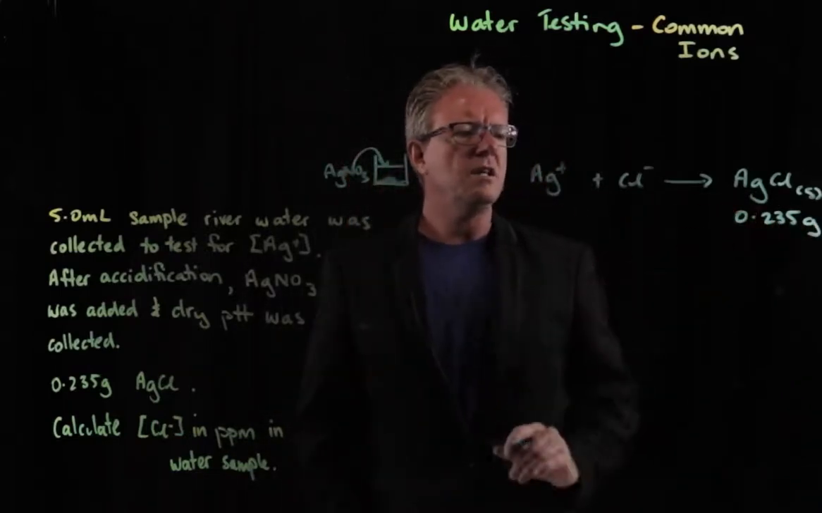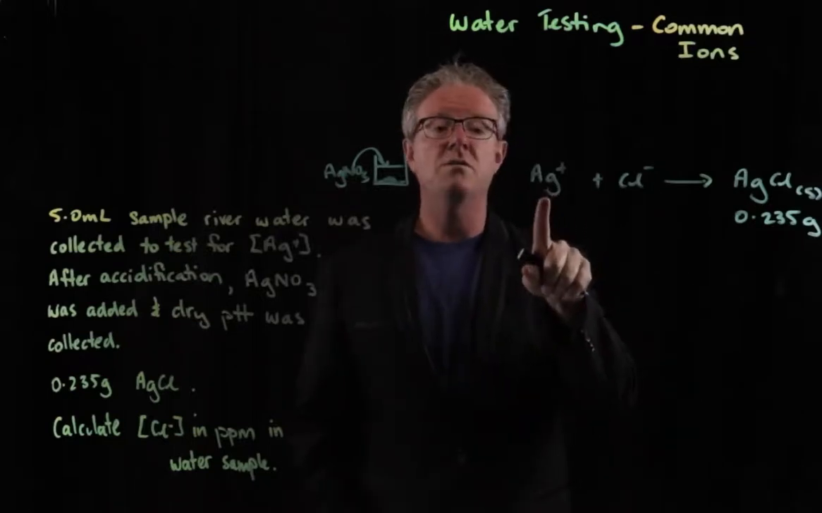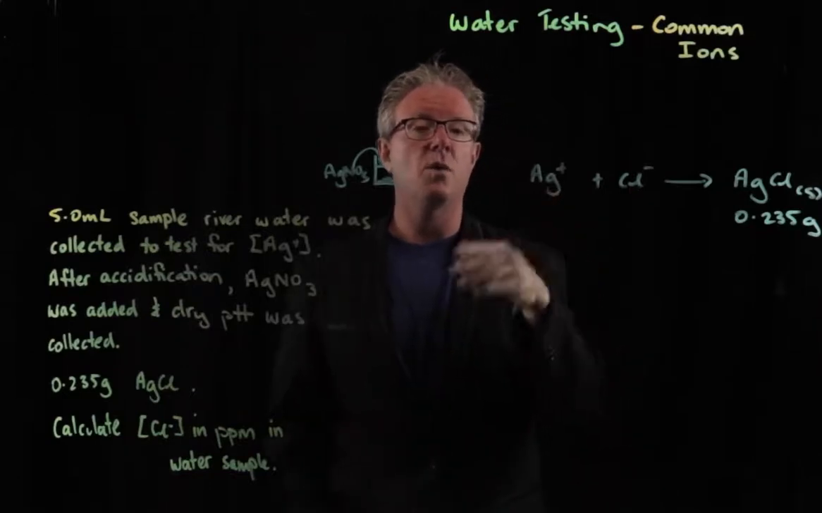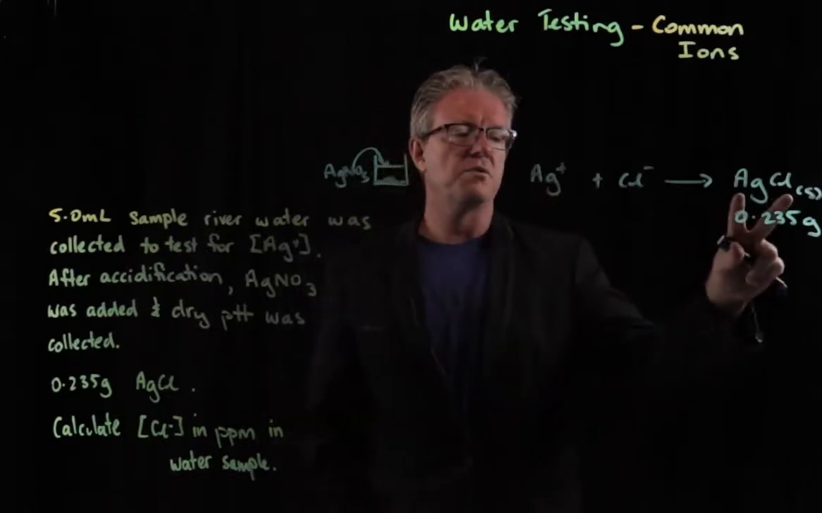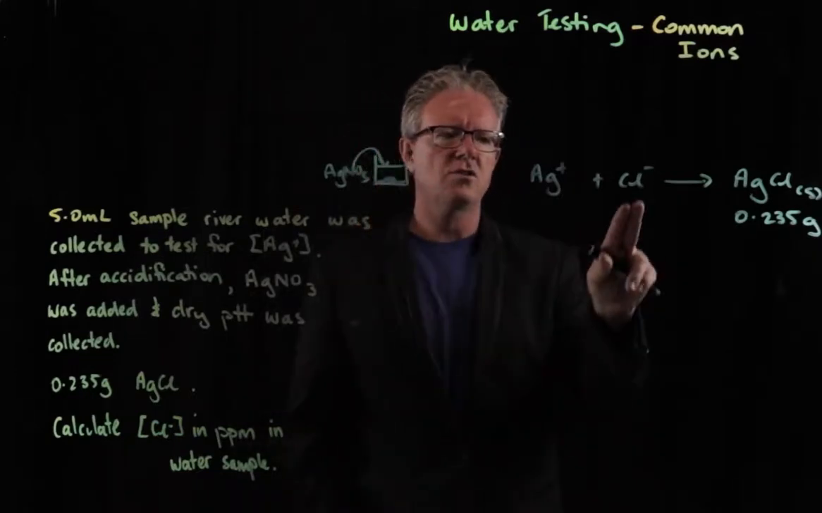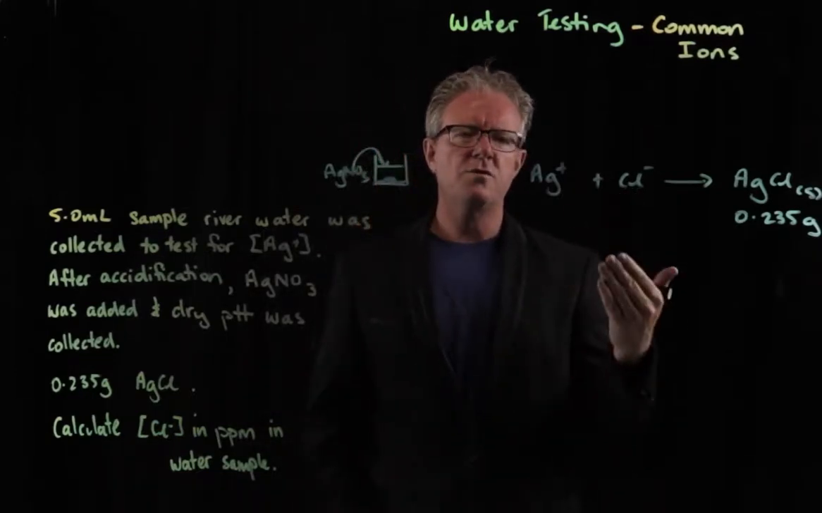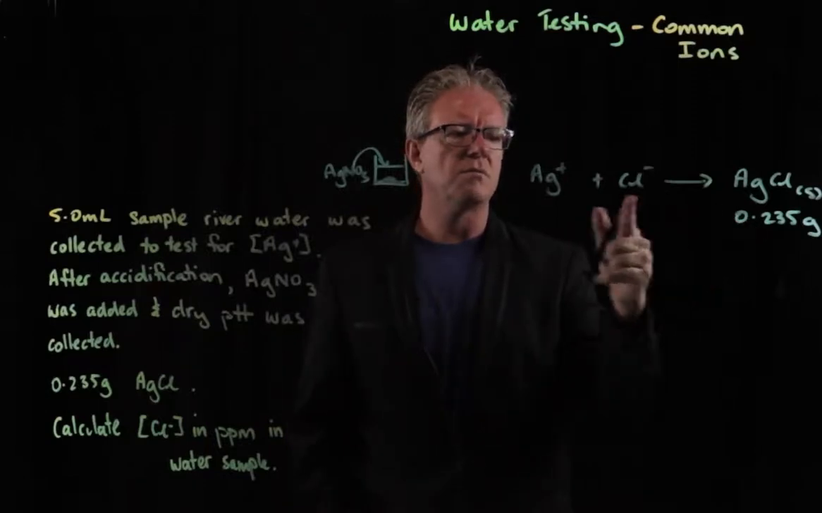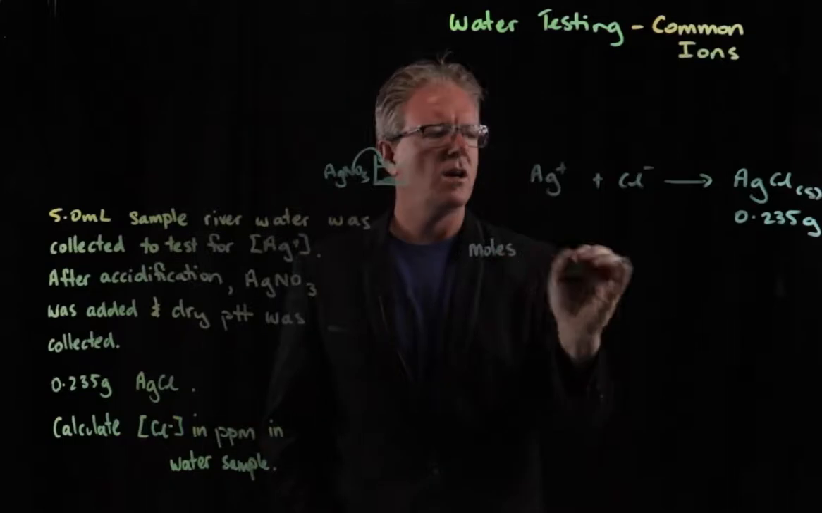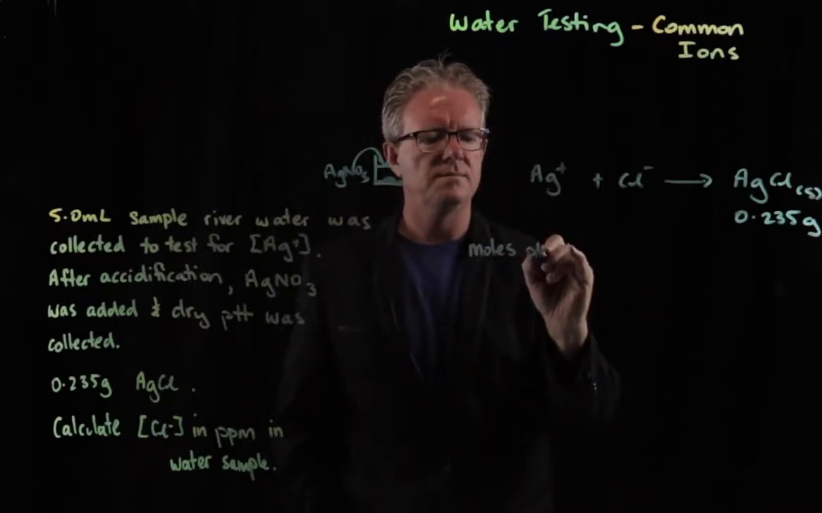Now with this equation here, what we can see is we've got our silver ions and our chloride ions. The chloride ions are in the water sample, the silver ions are what we've added in the silver nitrate, and we've got a precipitate here, and we've been given the mass. So let's see if we can calculate the concentration of chloride ions. First of all, let's do it with just the number of moles. Okay, so let's work out the number of moles that was in our precipitate.